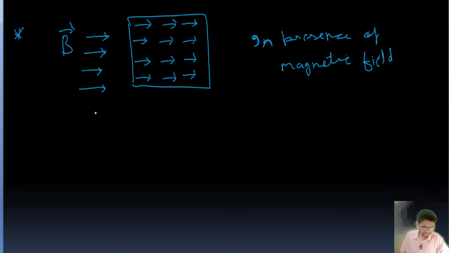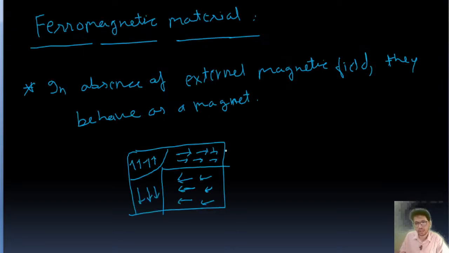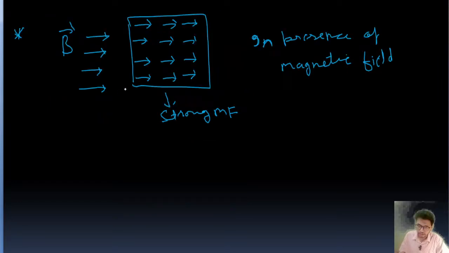Now here there would be a strong magnetic field, guys, so they will behave as a strong magnet. Because even in the absence of a magnetic field they are behaving like a magnet, in the presence of a magnetic field their intensity of magnetization gets increased. They are strongly magnetic, so they are a strong magnet. Next point: the ferromagnetic property exists.